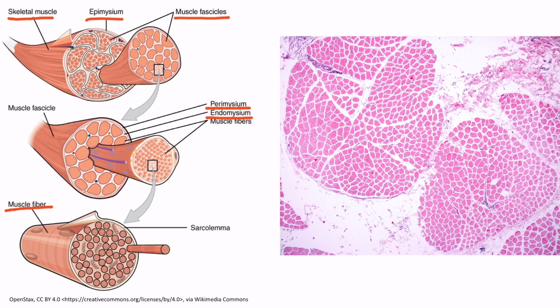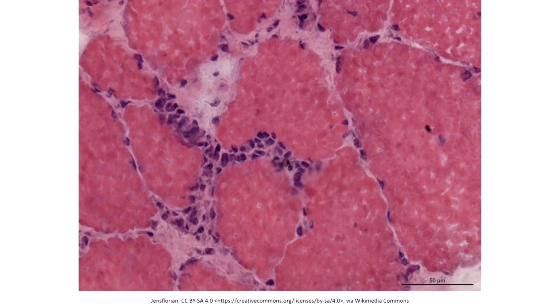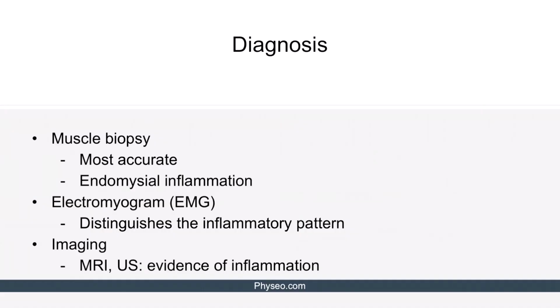Now, looking at the image on the right of the screen, you can see that histology. You can see the epimysium, the perimysium, and the endomysium, respectively. Here's a histological image depicting the inflammation and invasion of muscle fibers by lymphocytes in a patient with polymyositis. Other diagnostic tests, such as electromyogram, EMG, and imaging like MRI and ultrasound, can actually show evidence of inflammation, so you can also perform those.